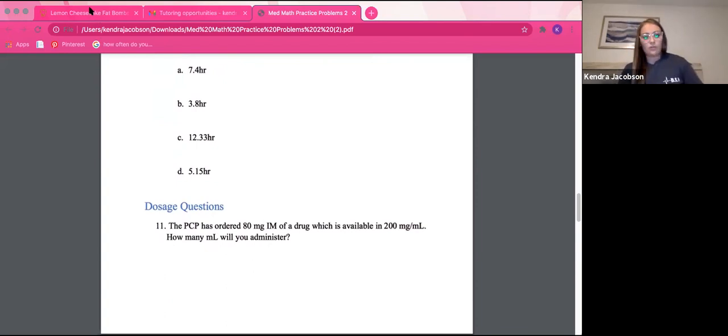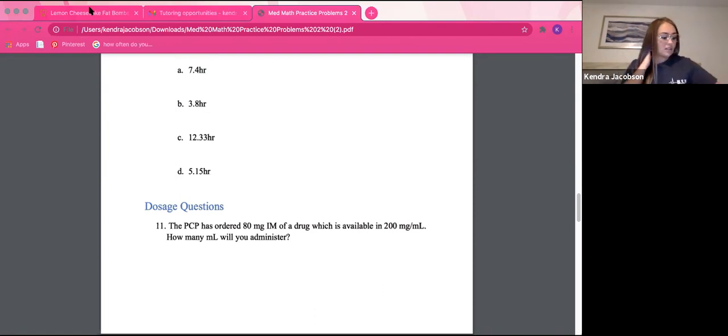So we are going to do, the PCP has ordered 80 milligrams of an intramuscular drug, which is available in 200 milligrams per milliliter. And the part that I like to start this off on is this very last part. So it's going to say, how many milliliters will you administer? So I like to kind of remind myself of what needs to be on top and what needs to be on bottom. So when looking at this, you need to know that you need to have milliliters per dose. That is what you're looking for essentially in the end: how many milliliters am I going to give them right now?